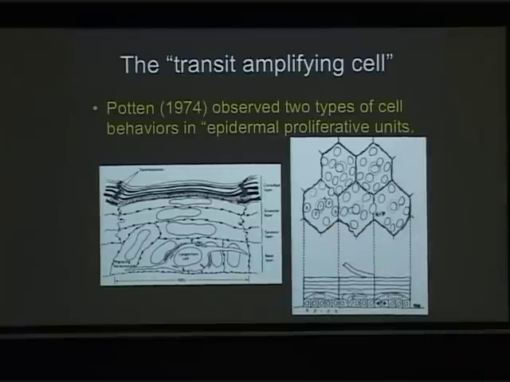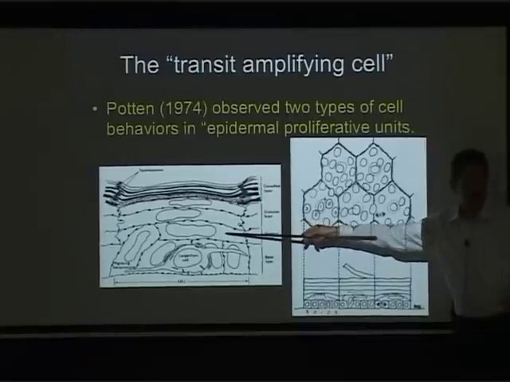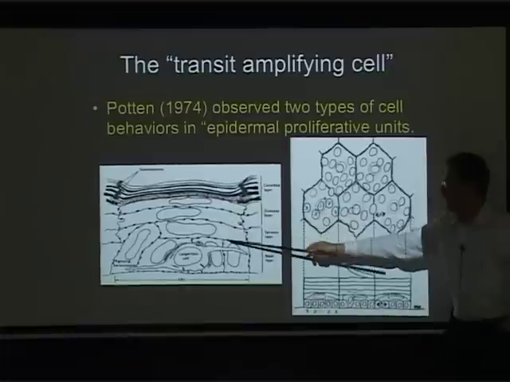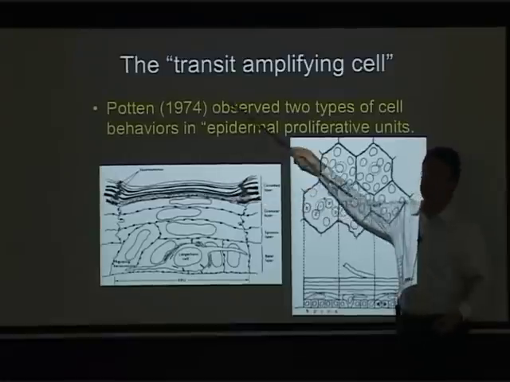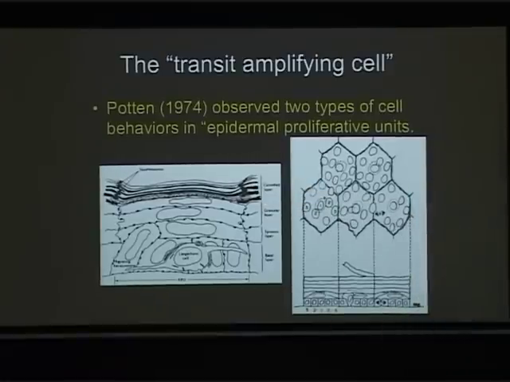And you can use tricks to figure out whether a cell's dividing by labeling it with a nucleotide that you can detect, either radioactive or otherwise. And then you can follow over time what happens to those cells that are dividing. Do they stay in this place? Do they give rise to cells up here? Do they get flushed out of the tissue as more divisions take place and these become dead cells and get sloughed off? What happens to them?